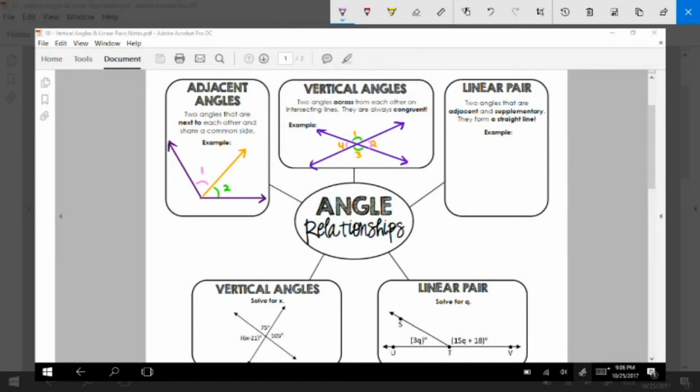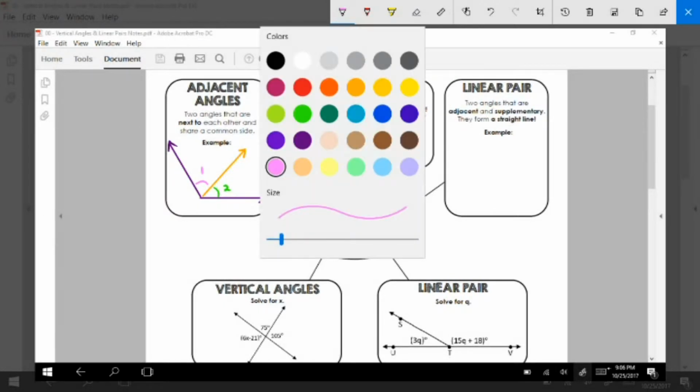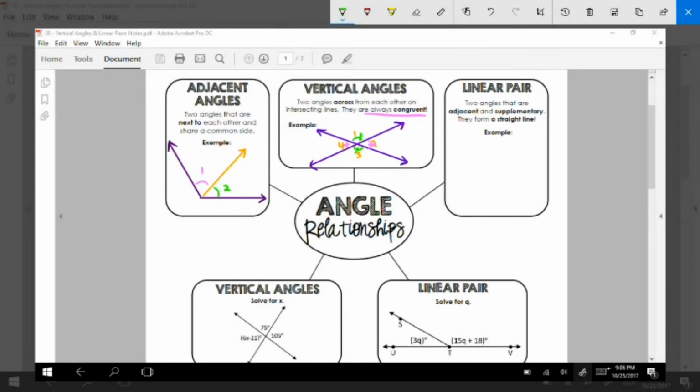And what else does it say? They are always congruent. So we need to label that with these lines through the angle. Just like that. So 1 and 3 are congruent and 2 and 4 are congruent. The opposite ones on intersecting lines. And this is called vertical angles.